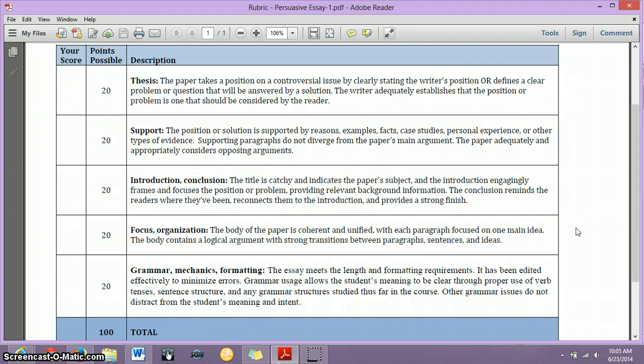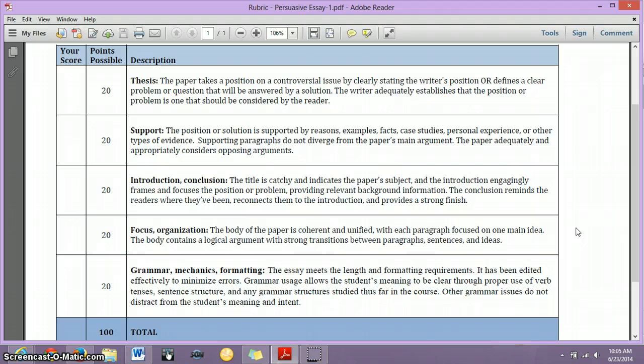Focus and organization. Make sure that everything in your paper is focused on your topic and your argument. If you go off of that, your reader's going to wonder what you're doing, where you're going, and what kind of point you're trying to make. So make sure that each paragraph is focused on one point at a time, not your introduction, your thesis statement. So your paragraph itself needs to be focused on that one main idea that it's about. And of course, that one main idea needs to be directly related to your thesis statement.